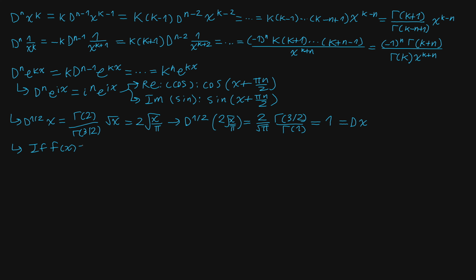if f of x can be expanded as the power series, sum n is equal from 0 to infinity of a sub n times x to the n, then we can say the alpha order fractional derivative of f of x to be equal to, and we can differentiate each term because of linearity, so we just have the sum from n equals 0 to infinity of gamma of n plus 1 all over gamma of n minus alpha plus 1 times x to the n minus alpha.